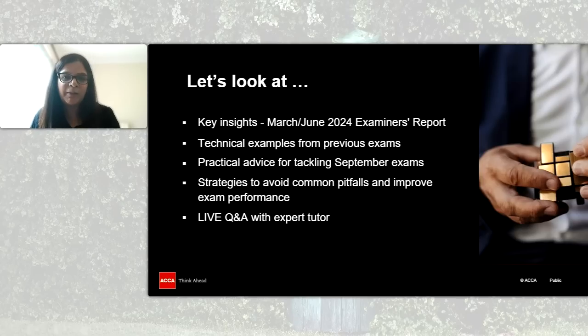We have three main things on the agenda today. We're going to look at the examiner's feedback on where the learners have gone wrong in the recent past. So the March-June 24 exam has been published along with the examiner's report. We're going to be taking a lot of examples from this March-June 24 exam. This is particularly important because there were two questions where the testing format was slightly less common as compared to the other exam attempts. So we're going to be focusing on that.